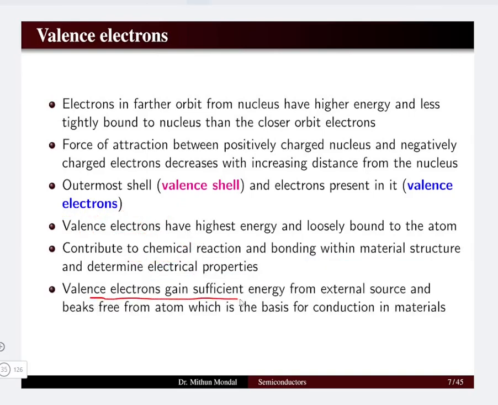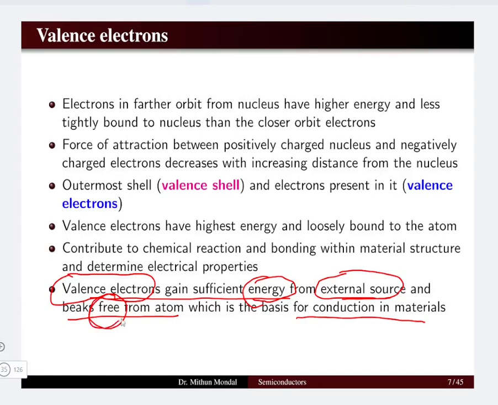Valence electrons gain sufficient energy from an external source. Now when we apply some external source to the material, the valence electron which is present in the far orbit will get sufficient energy. This energy will break the electron's bond with the atom, and based on the conduction in the material, they will have certain energy and become free from the atom.